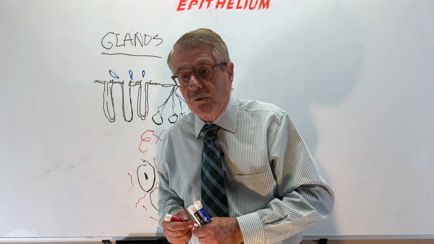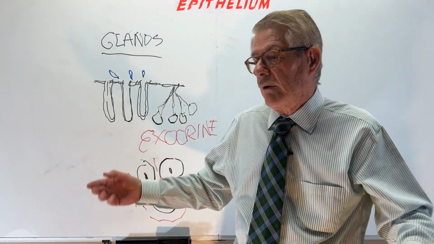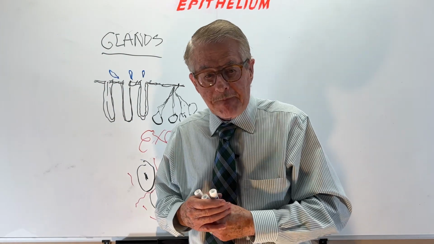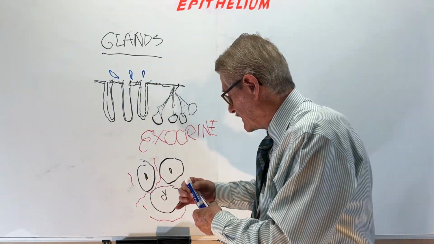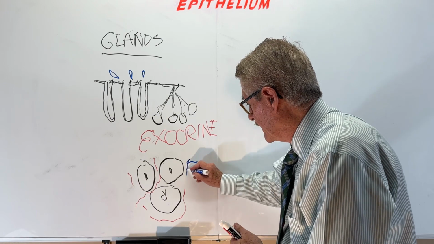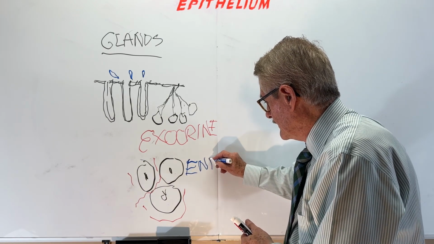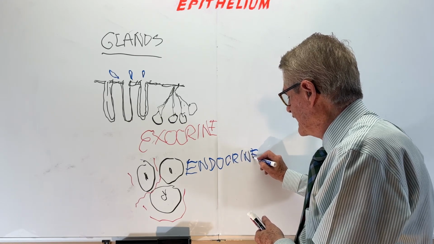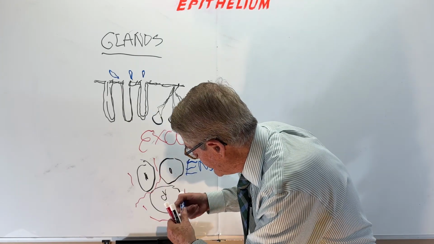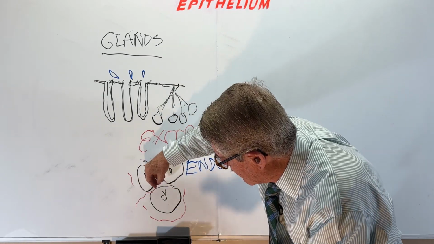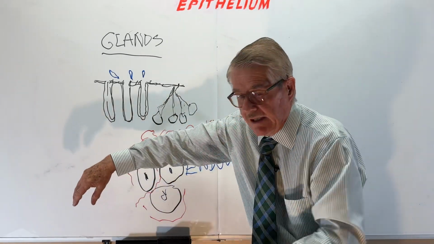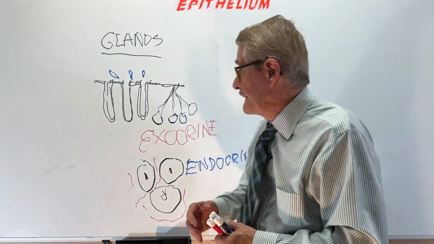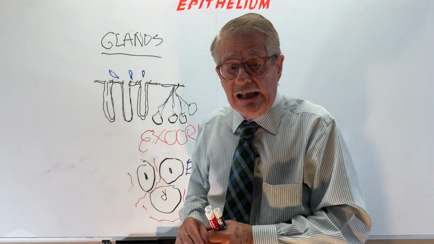And these are the hormones, right? The thyroid, the adrenal, the pituitary gland, all of them are endocrine glands, and I would write the name here, endocrine, because they're going to secrete to the blood, and they're going to be transported via the blood all over the body. So this is the difference between exocrine and endocrine glands.